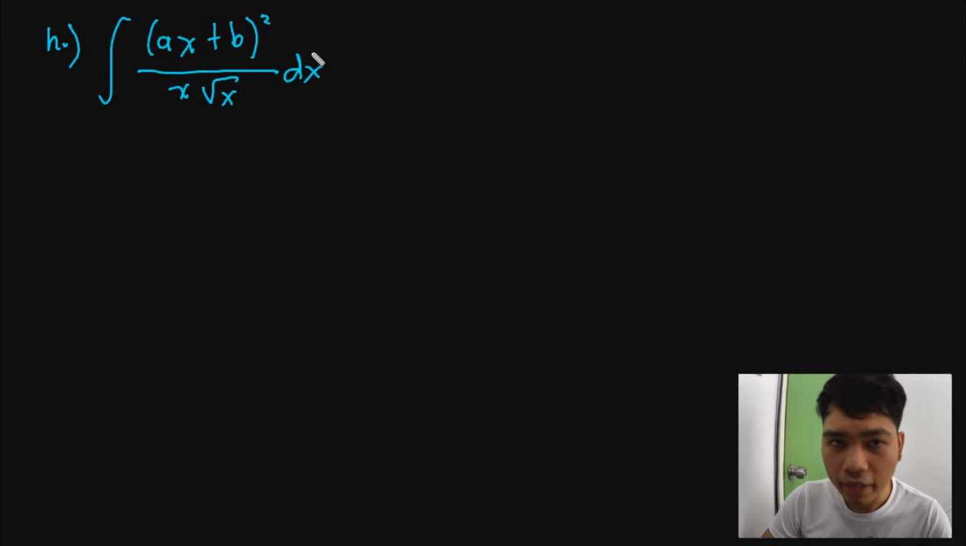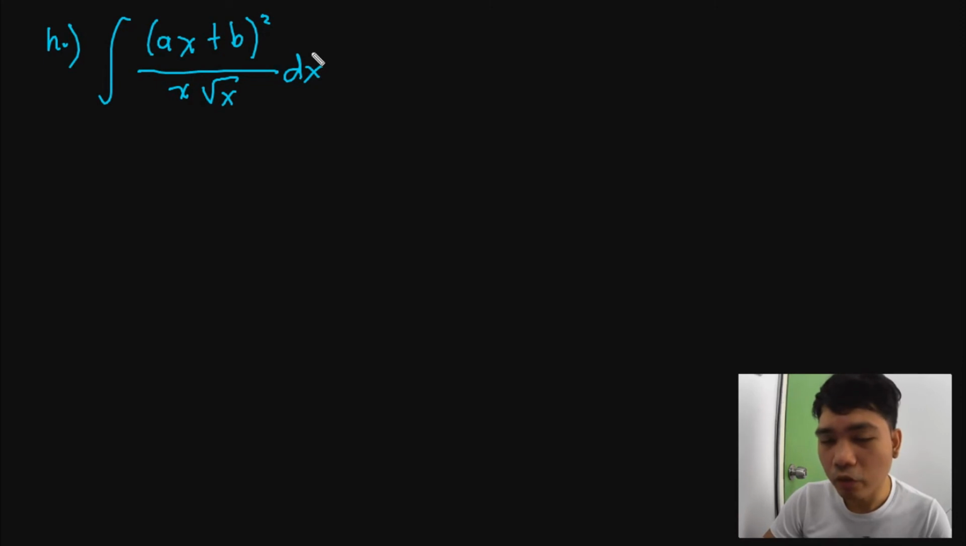You might be thinking na because meron tayong radical sign dun sa denominator, let u equal to the denominator. But in this case, if you'd be looking closely, alam naman natin yung ating numerator is x plus b quantity squared. So there is no way na mapalabas natin yung ating derivative ng denominator dun sa numerator. So with that, alam natin agad na u substitution is not the best option here.